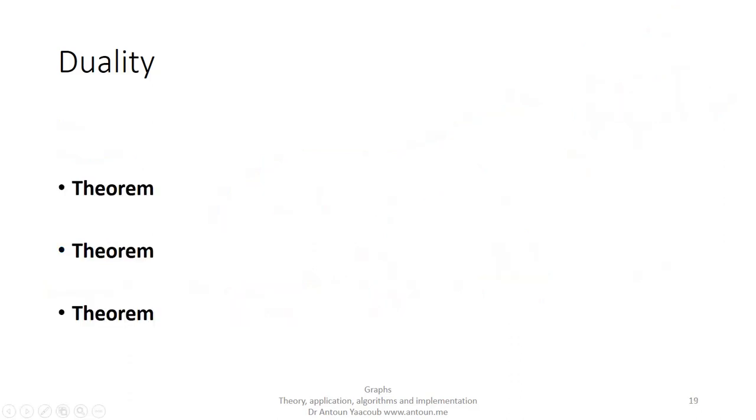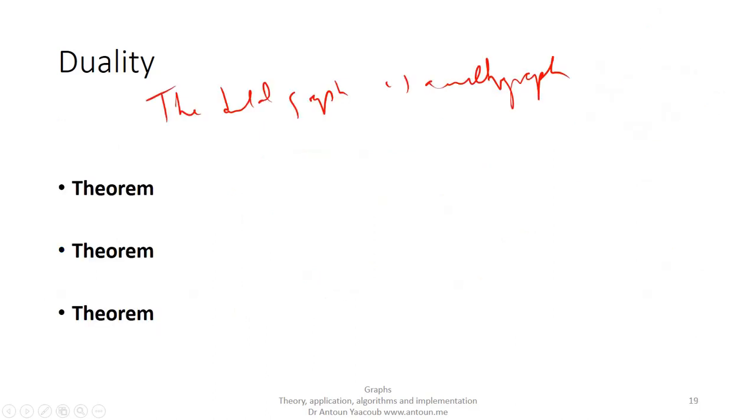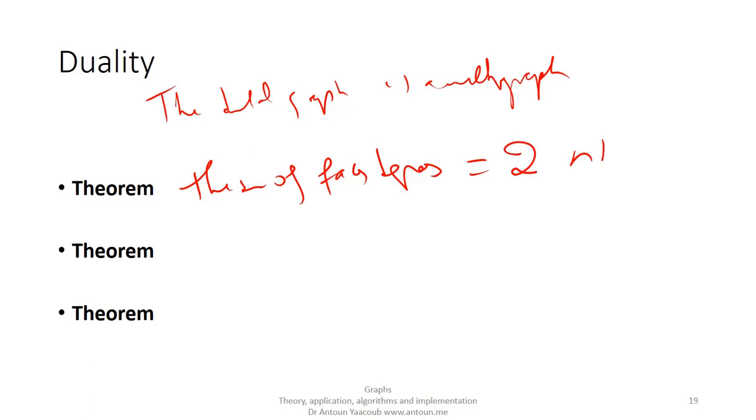As you can see, we have here some remarks: the dual graph is a multi-graph. Why is it a multi-graph? Because you have multiple edges between any 2 vertices. Since the dual graph is a graph, we have the same theorems as we have covered in the first chapters. So the sum of the degrees is equal to twice the number of edges.